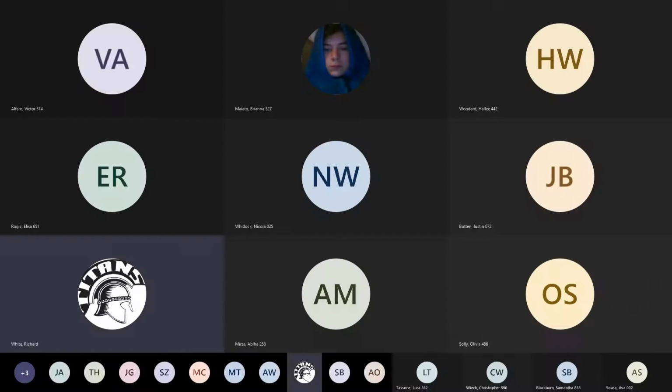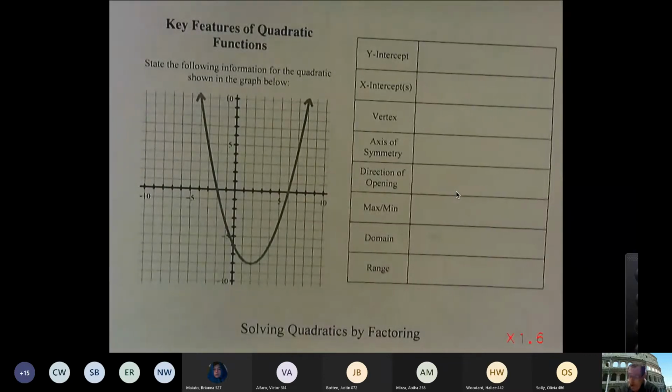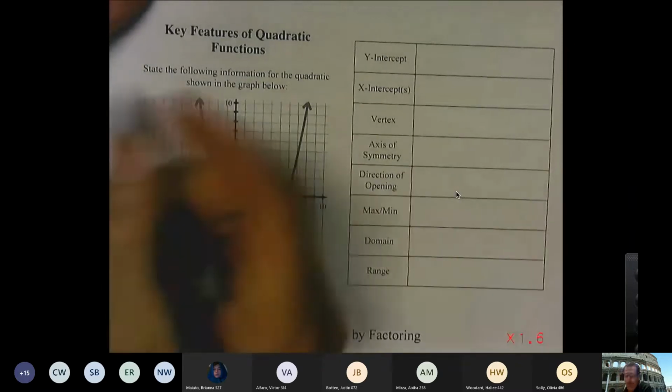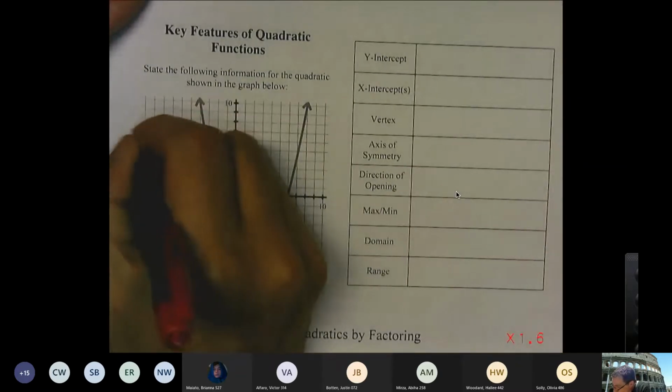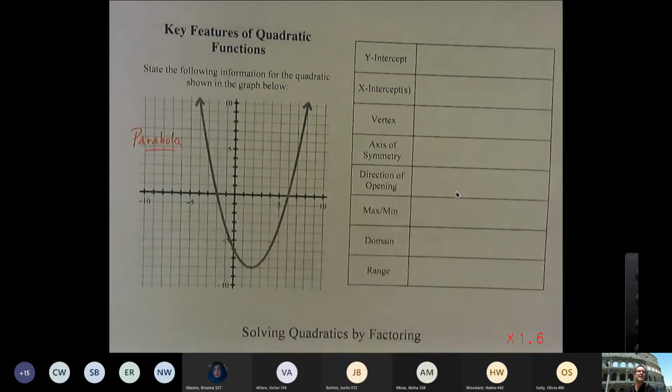We're going to talk about solving quadratics. This is a quadratic. Now, this is actually a parabola. And a parabola is what we call the graph of a quadratic. So when it is graphed, we call it a parabola.